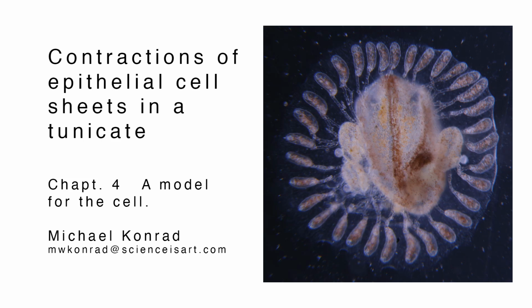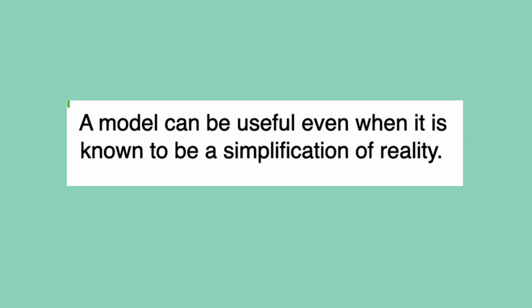You are watching Chapter 4, A Model for the Cell, one of a series of videos on contractions of epithelial cell sheets. The purpose of this model is to provide a framework for discussion, interpretation of observations, and the planning of new experiments. A model is often known to be a simplification of the real world, but this may be an asset.